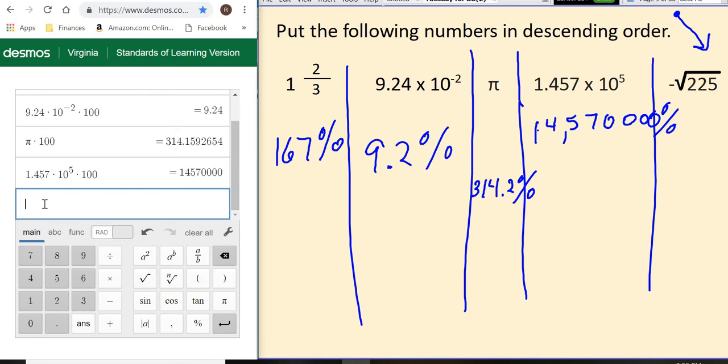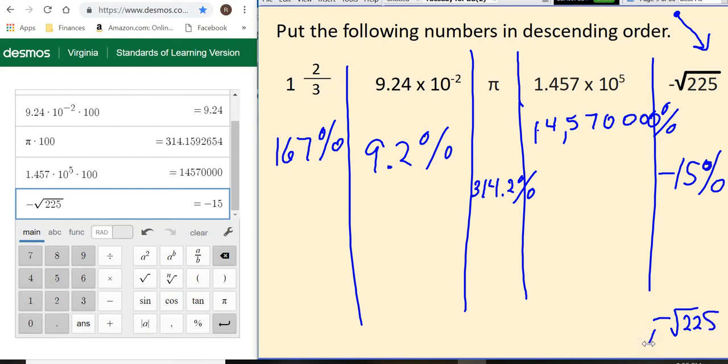And then I've got a negative number. We haven't had any of those. So we've got negative square root of 225, which gives you -15%. So that's the only negative number. So it's going to be on one end or the other. So we're descending. We're going down. So that means that the -15% has got to be last. So let's go ahead and do that. So negative square root of 225 is going to be last.